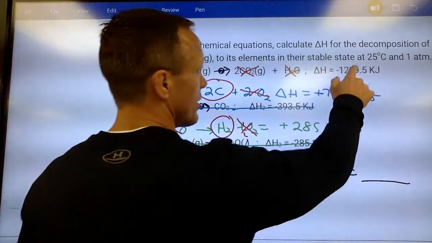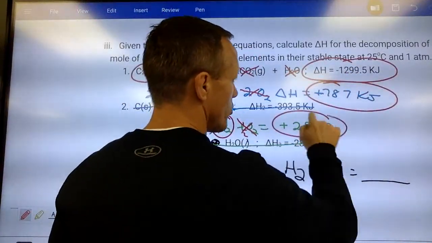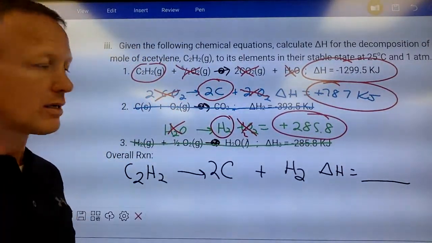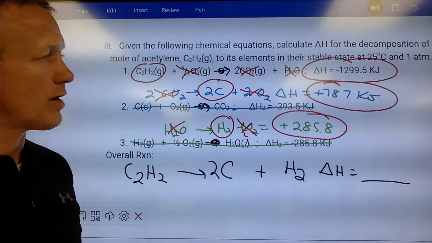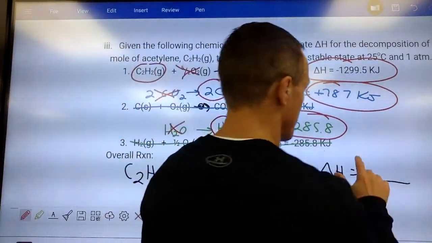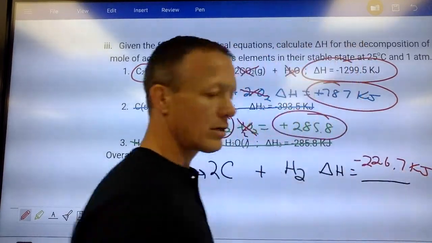Now we need to add these together. Add our delta H for that reaction, plus our delta H for that reaction, plus our delta H for that reaction gives us the overall reaction. Negative 226.7 kilojoules.